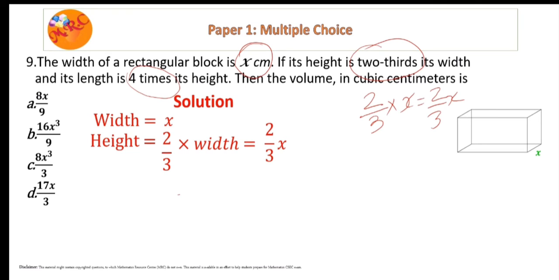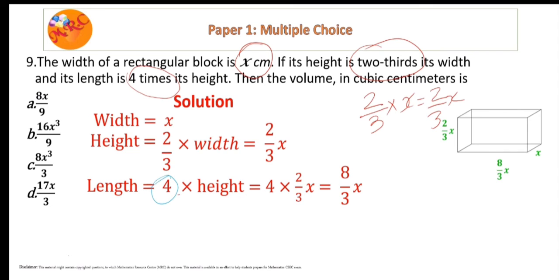They move on to say here that the length is 4 times its height. So for my length, it's going to be 4 times my height, which is 4 times 2/3 x. So it's 4 times the height, which is 2/3. So it's 4 times 2/3, which gives us 8/3 x. Now that we know the width, we know the height, we know the length, let us find the volume.